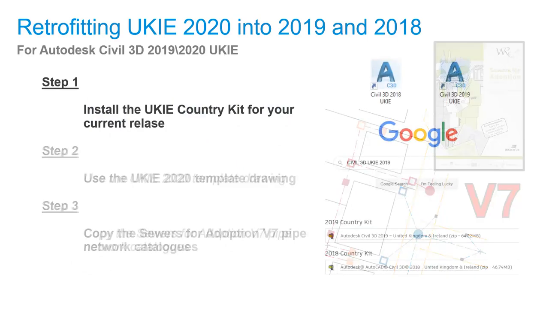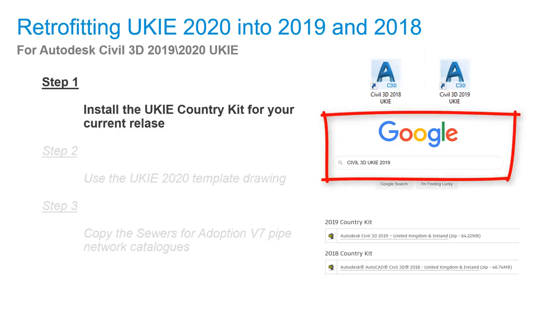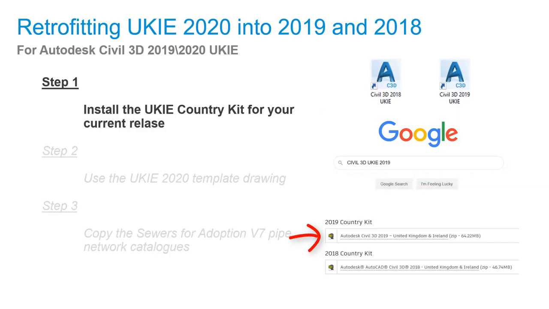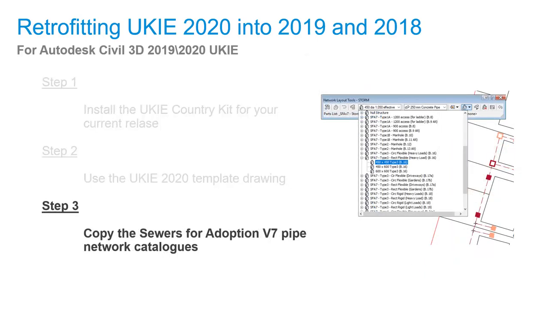Step 1. Firstly, make sure the country kit for your current release is installed, just so that common required components of the country kit are in place. This is simple. You probably already have it installed, but if you don't, simply search for Civil 3D UKIE country kit and download and install it. Then step 2. Start using the 2020 version of the UKIE drawing template. And finally, step 3. Copy over the new Sewers for Adoption catalogue.